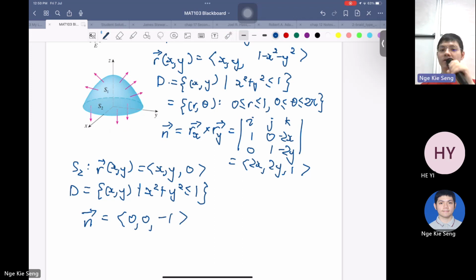(0, 0, -1). So it's pointing down. Now we are ready to compute the surface integral.